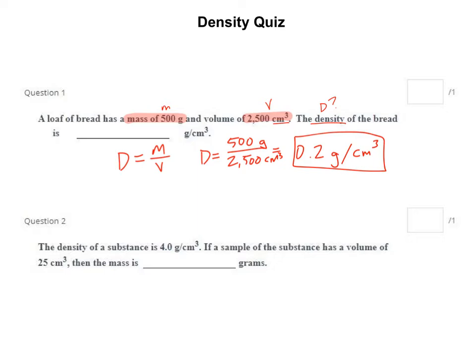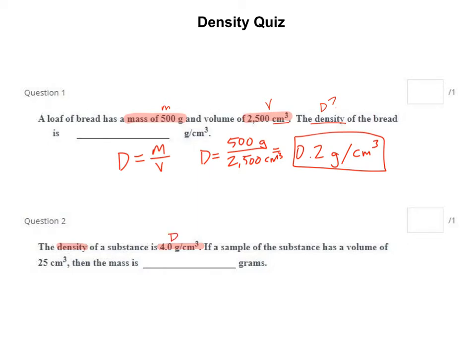All right, looking at number 2. Says the density of a substance is 4 grams per cubic centimeter. If a sample of the substance has a volume of 25 cubic centimeters, then the mass is blank. All right, so just like before, let's identify what we are given here. So it says the density of a substance is 4 grams per cubic centimeter. So here is my density.